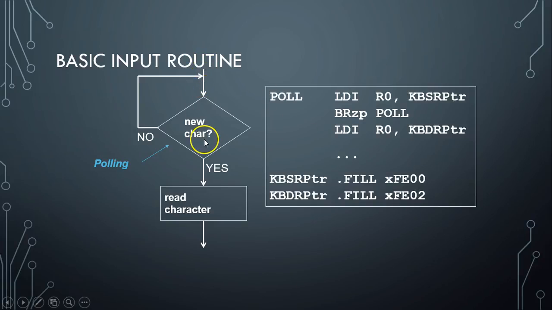So what happens is that first, when you have your polling operation, it asks if there's a new character typed. Right? If not, it loops back around until you have typed a new character. If a new character has been typed, then it goes ahead and reads the character and processes it accordingly.